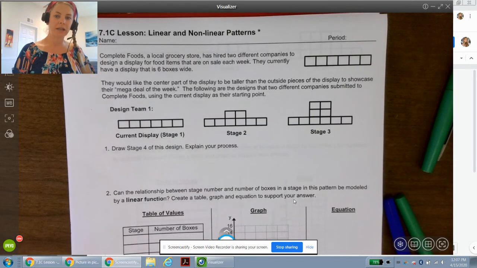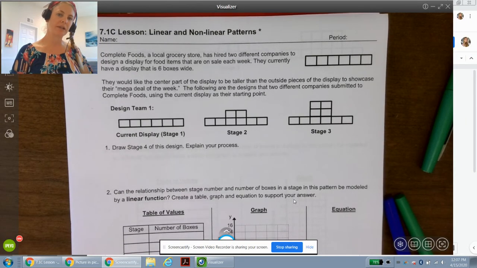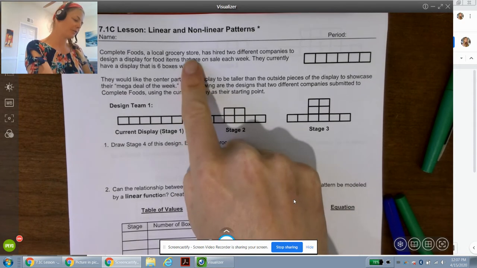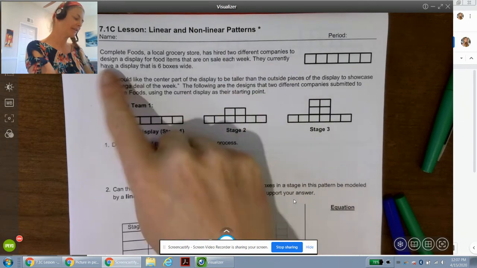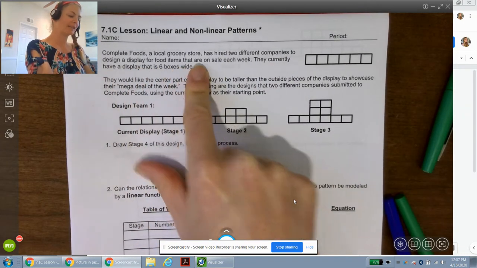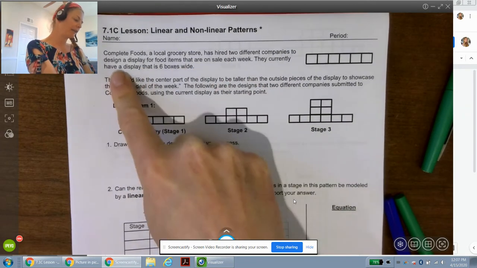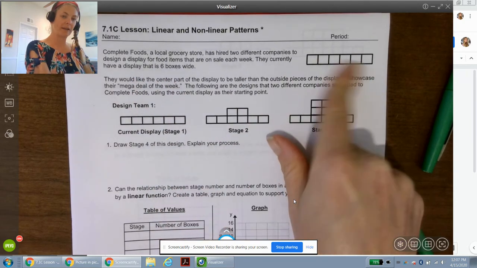So we're going to be looking at some patterns, and seeing if they're linear or nonlinear. Complete Foods, a local grocery store, has hired two different companies to design a display for food items that are on sale each week. They currently have a display that is 6 boxes wide.